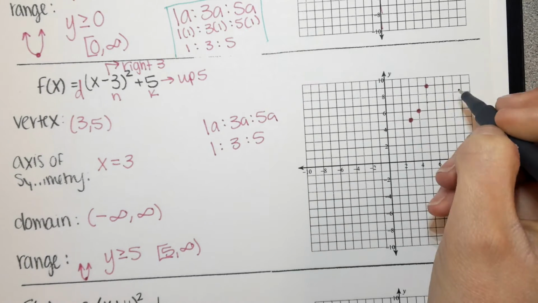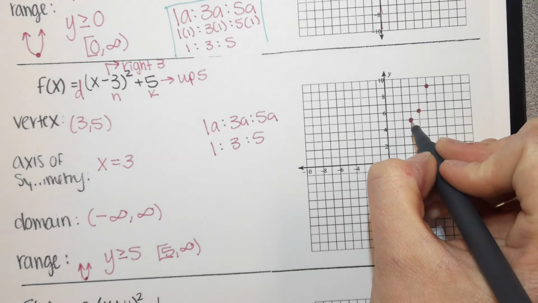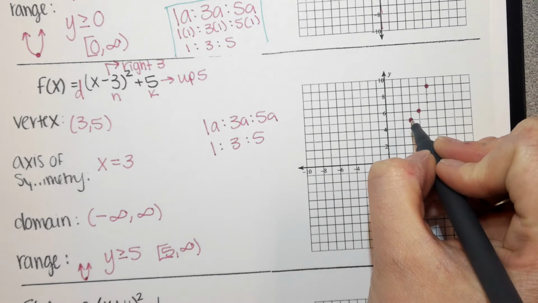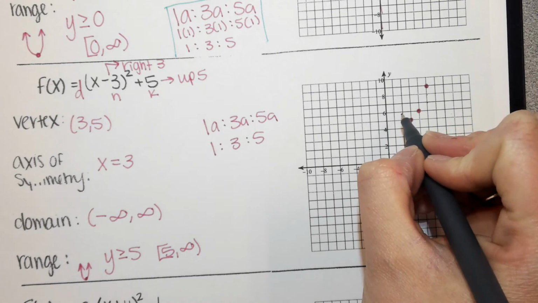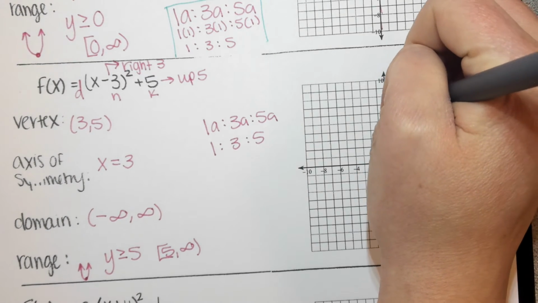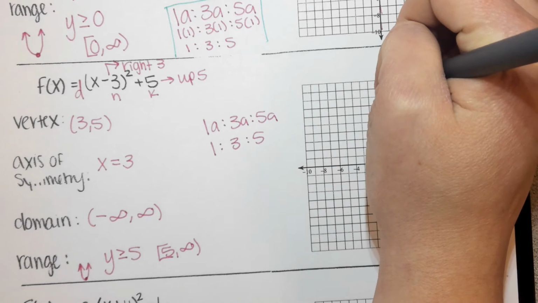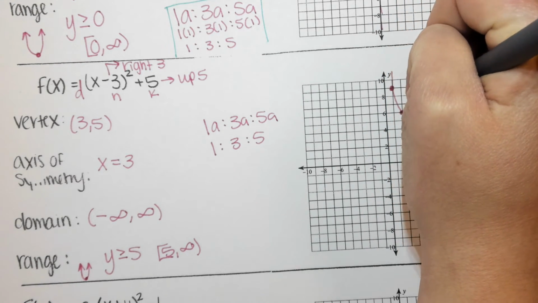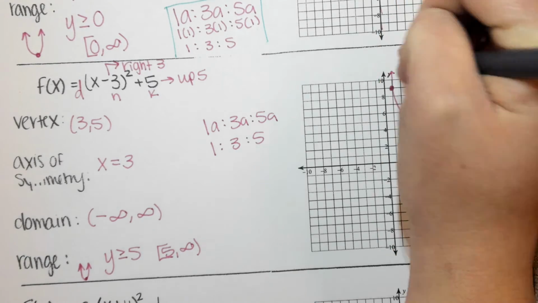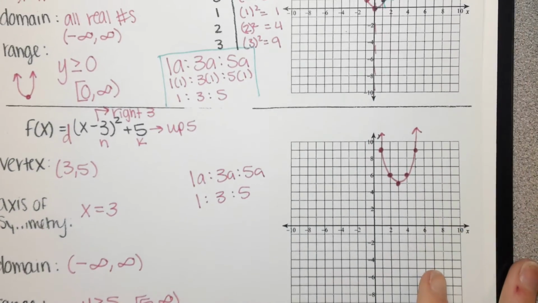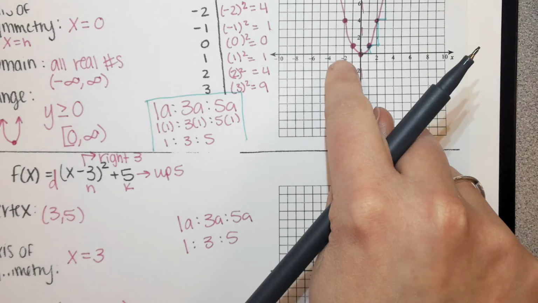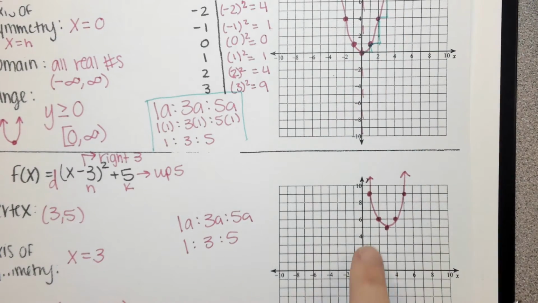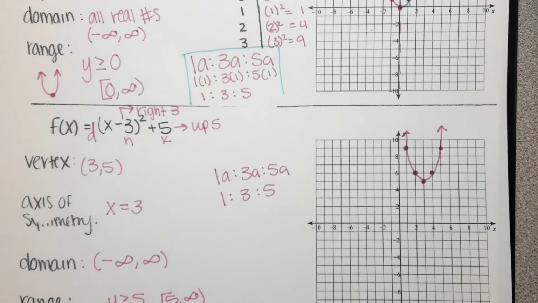Now, I don't have to do the other side because I know that the left is going to be the same as the right. So I'm just going to mirror or reflect those points to the other side. Now I can make my nice little U shape. And we said that this graph should look just like the first one, except moved over 3 and up 5. And it is.